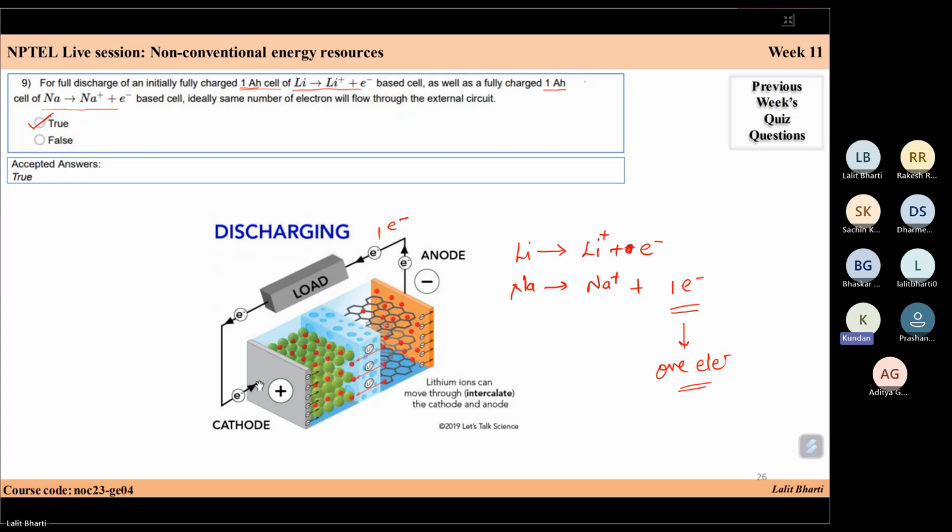I got it, but the question is for the flow of 1 ampere hour. 1 ampere hour is just the flow of 1 ampere current for 1 hour. And 1 ampere is fixed. The value of 1 ampere is 1 coulomb per second, and 1 coulomb is also fixed. From the amount of charge per electron, you can find the number of electrons. So irrespective of the flow of electrons by the reaction, the total quantity of 1 ampere hour should be the same.